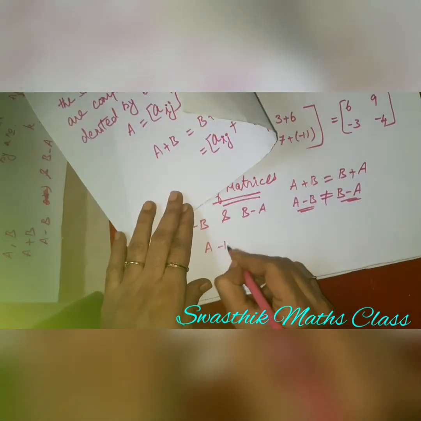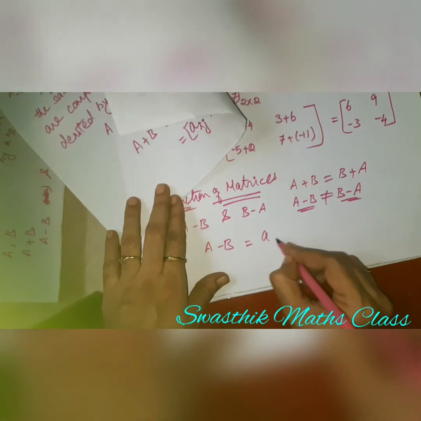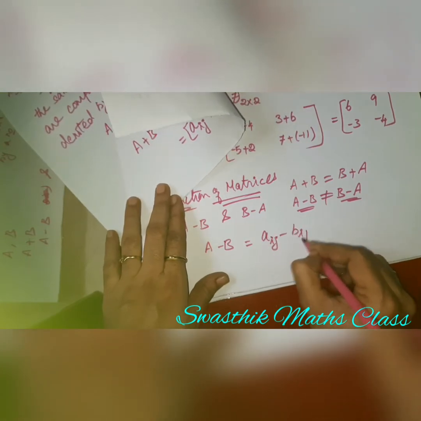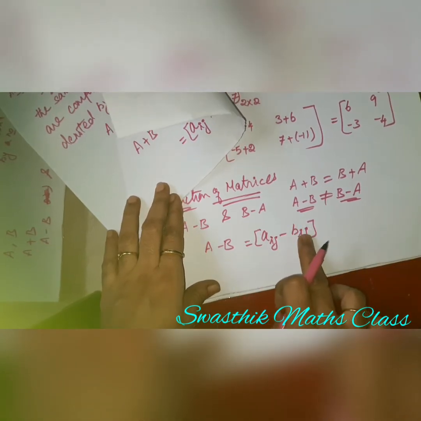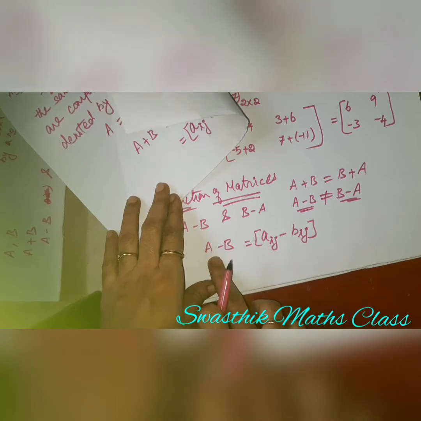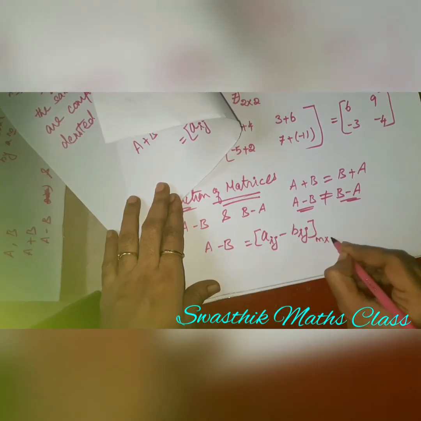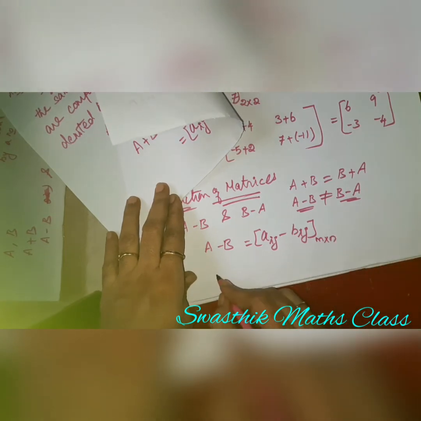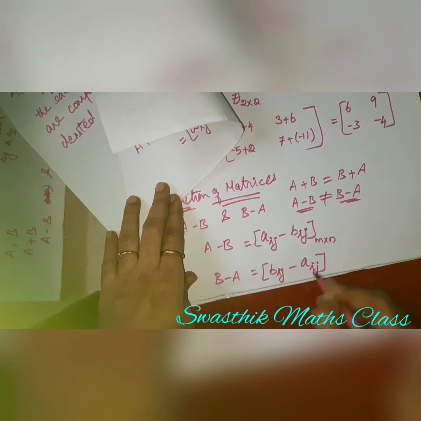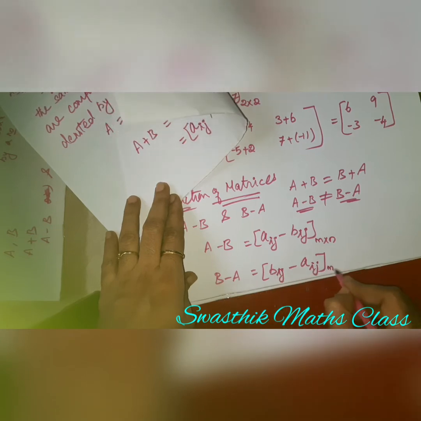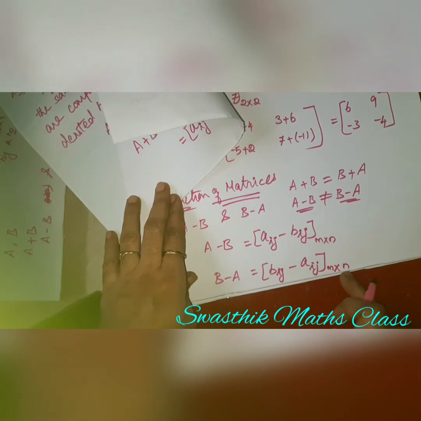A minus B is equal to Aij minus Bij. This is the formula. What we have to do here is subtract the entries of B from the entries of A to get A minus B. This will also be of the order m by n. Similarly, to get the new matrix B minus A, we have to subtract Aij from Bij. So it is Bij minus Aij. Subtract the entries of A from the entries of B. This will also be of the same order m by n, right?